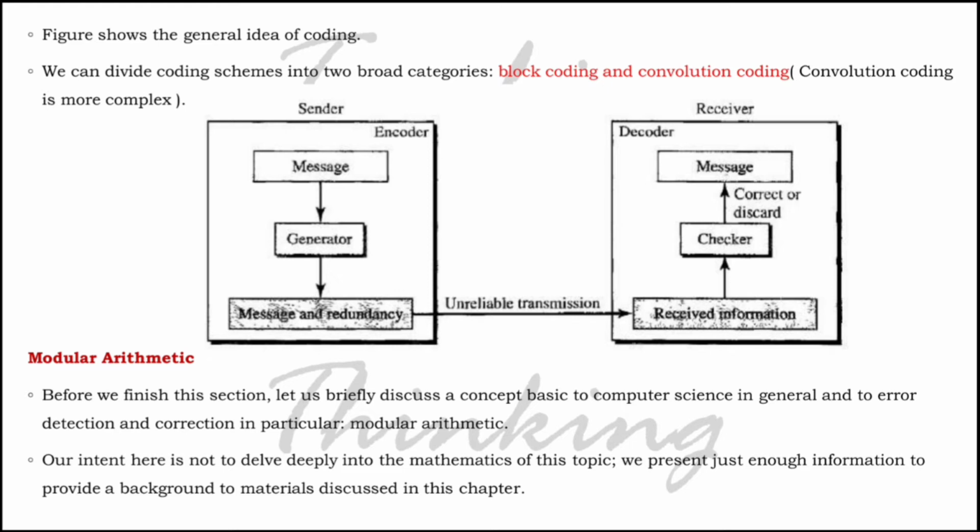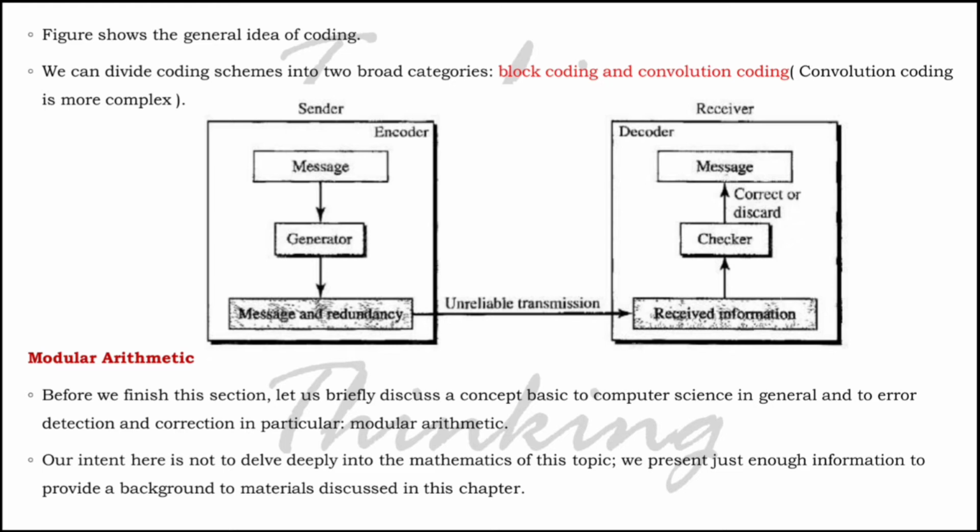Here we can see there is a sender and a receiver. The sender is the encoder and the receiver is the decoder. So there is a message generator, the message, and redundancy. On the sender side they add redundancy bits to the message and send it to the receiver. The receiver receives the information, removes the redundant bits, and a checker function checks whether it is correct, then corrects or discards, and then it decodes the message from the sender. That is what happens in error control.